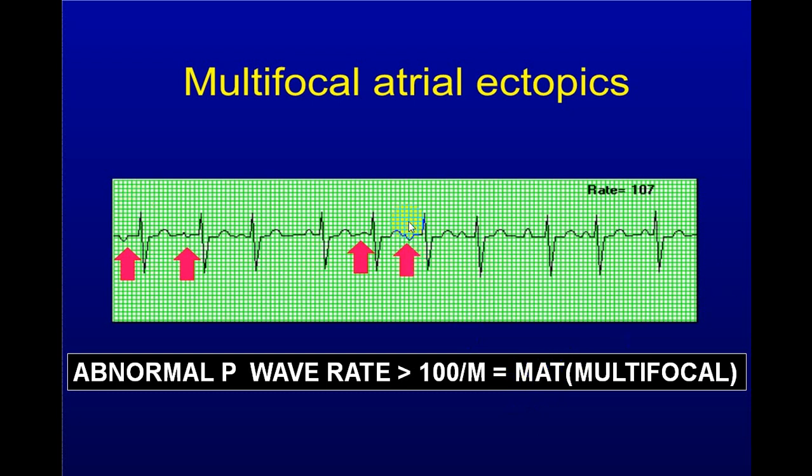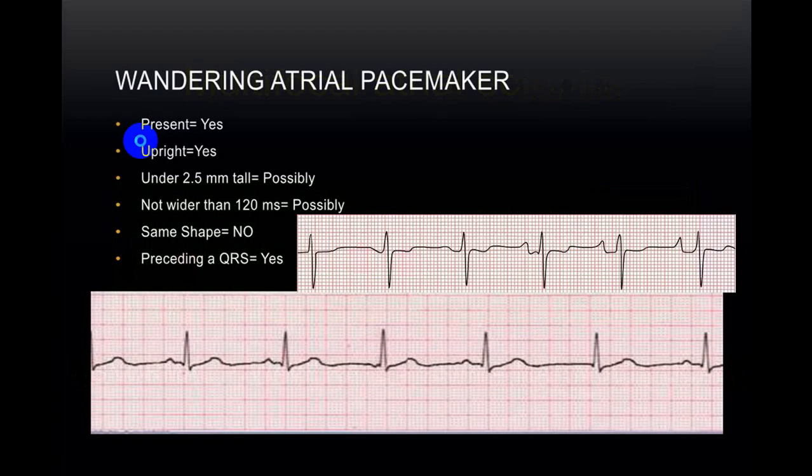So if the rate is more than 100 per minute, showing all different types of P wave complexes, then you can call that multifocal atrial tachycardia. And here, roughly, the rate is 107 per minute. So this is multifocal atrial tachycardia.